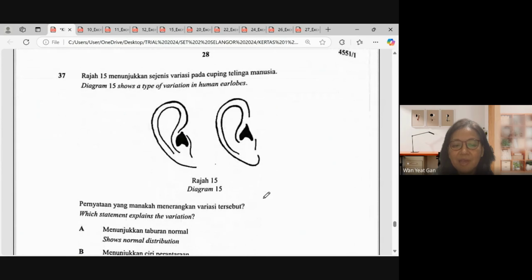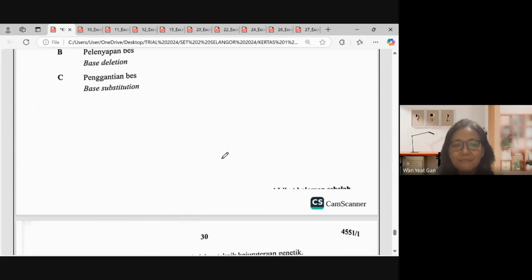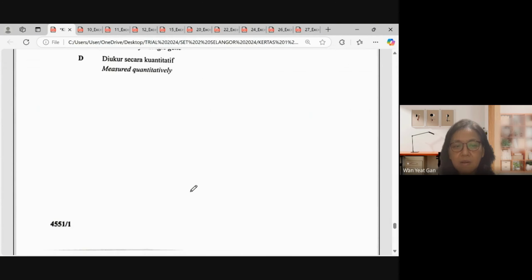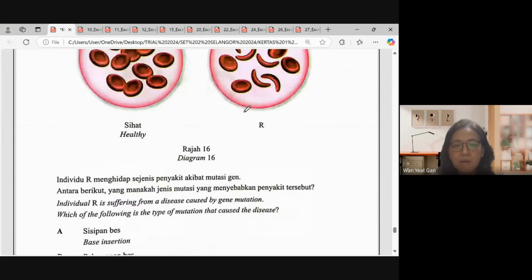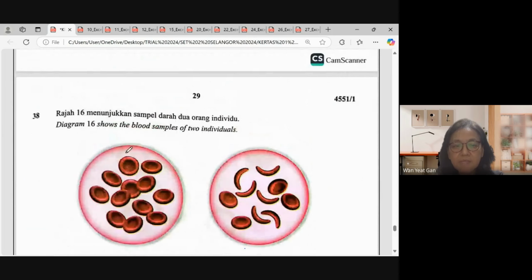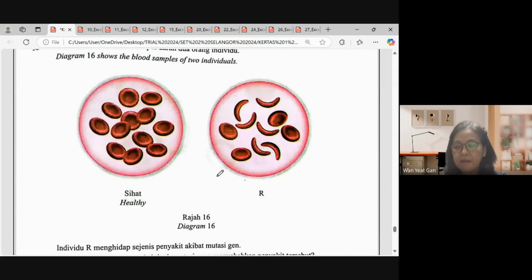Question 38. Here diagram 16 shows the blood sample of two individuals. You can find that individual Q is healthy, while in R, the blood cell has a crescent shape. For those who are healthy, the red blood cell has a biconcave dish shape, while R has a crescent shape.